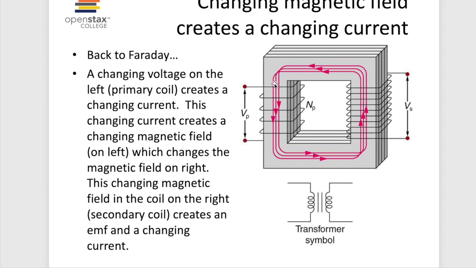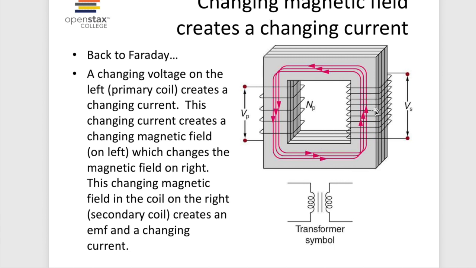We have a set of coils on this side. The input side is called the primary side. That's why it has subscript P. So we have an input primary voltage and an input primary number of coils. When I have a voltage attached to a coil of wire like this, we're going to induce a magnetic field. Since it's an alternating current, that magnetic field is constantly changing direction. Up, down, up, down, 60 times per second.